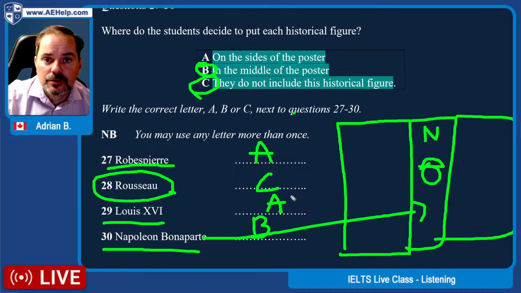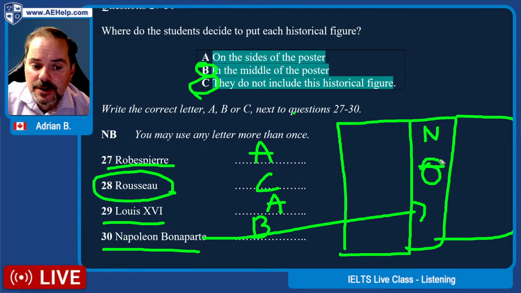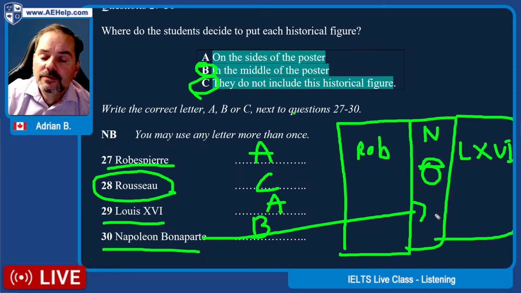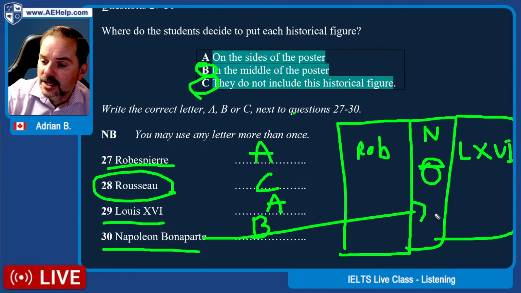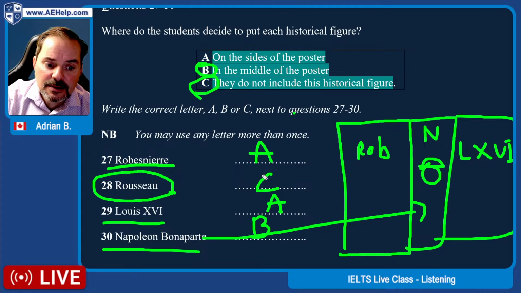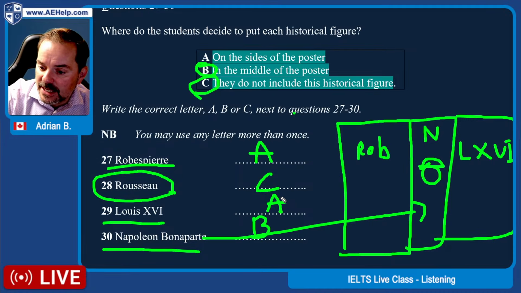So they don't talk about any other person going in the middle, so that means that Robespierre and Louis XVI, the king, go into the side of the poster. Okay, so that's how you should have figured it out. So it's A, C, A, B. Okay.